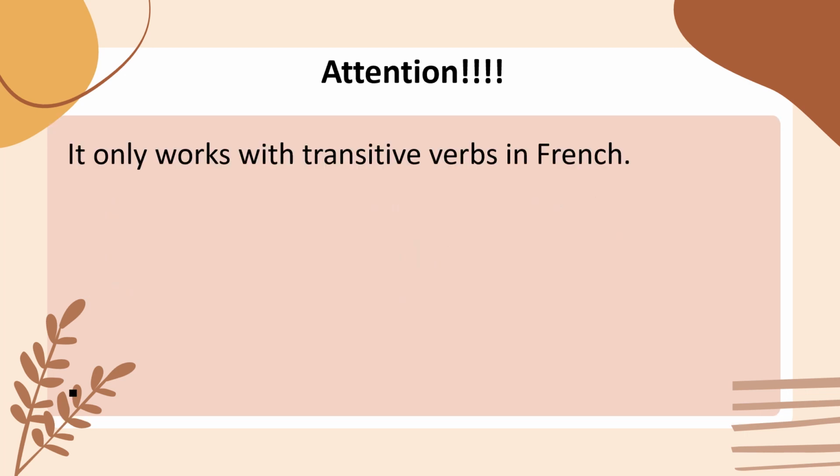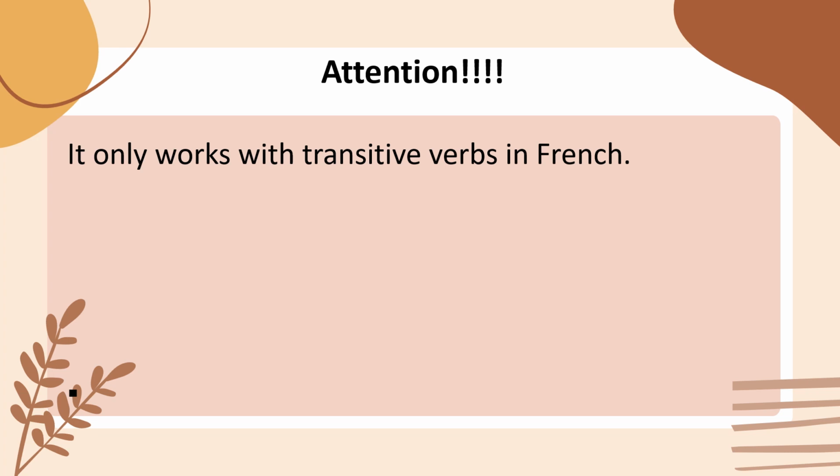Attention, be careful. The passive voice only works with transitive verbs in French. Transitives meaning direct. It means that the verb can only take a direct object. So you remember the sentence with the mouse. The mouse is eating the cheese. The mouse is eating what? Cheese. The cheese. All right. So that means that the verb is directly placed before cheese, which is our object.